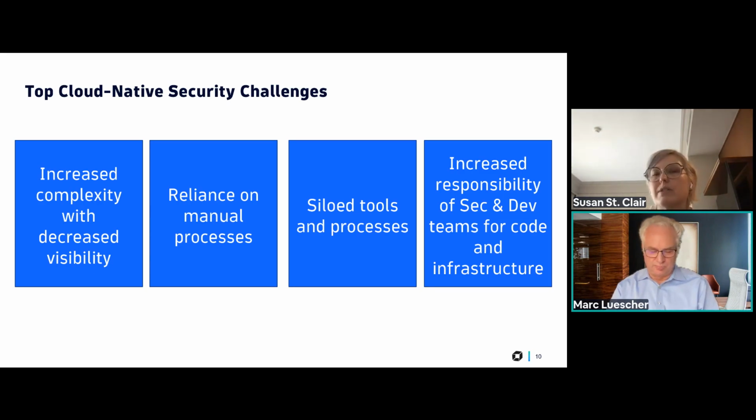So as we're moving into cloud native, where things are more abstracted and more autonomous, the reliance on manual processes becomes more of a challenge. And again, Mark, I don't know if that's something that you see in your customer base, or if you have something different to add to that.